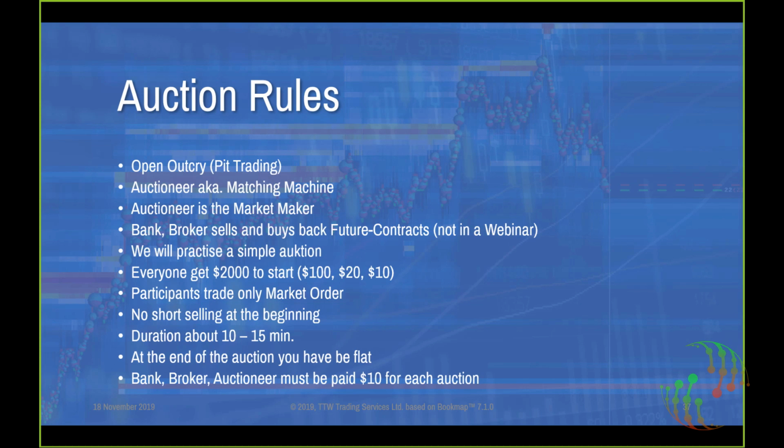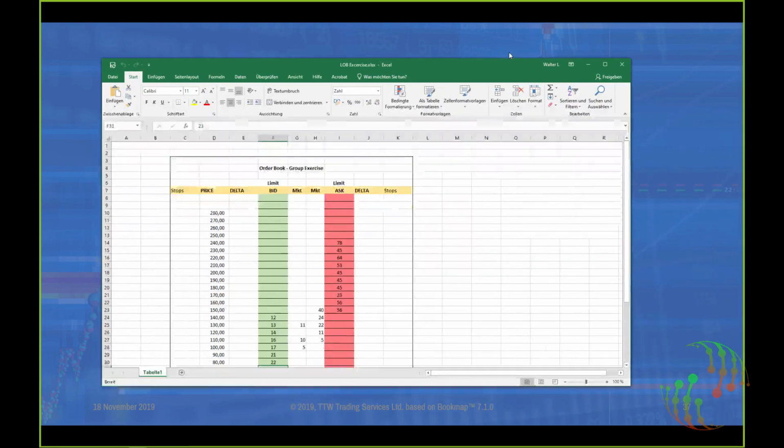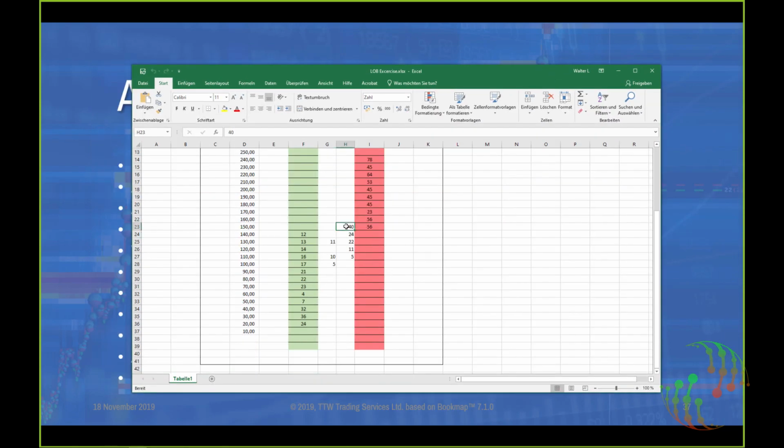At the end of the auction, you have to be flat, and I must be paid. Whether you are in profit or not, I must be paid, as I'm the broker and the auctioneer. I want to be paid for that. Please note that you have $2,000, and we will start with the trading. Let's use the chat because I need time to calculate and to update the limit order book.